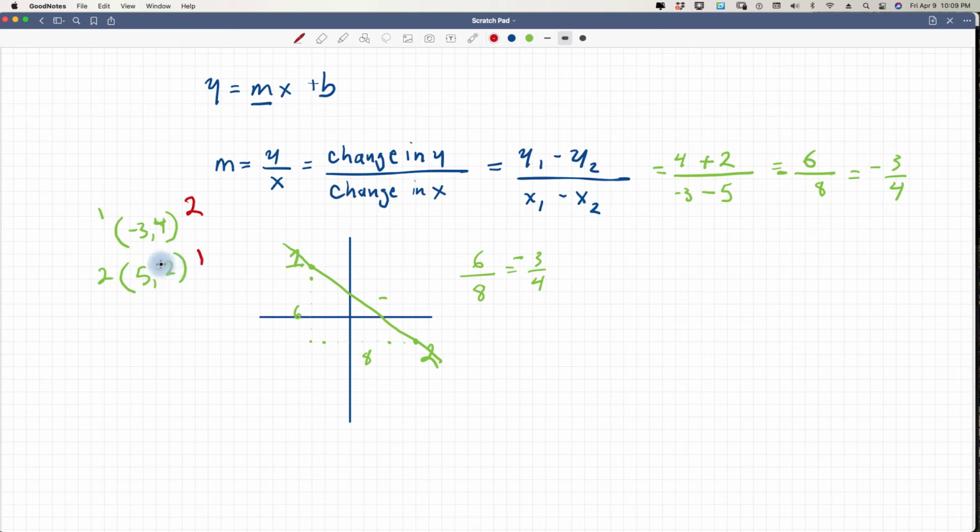All right, the y value for point 1 is going to be negative 2 minus the y value for point 2, which is 4. And the x value for point 1 is 5, and the x value for point 2 is negative 3. Again, subtracting a negative makes it a positive. So we end up with negative 6 over 8, negative 3/4. It's the same answer, and it is a negative slope.